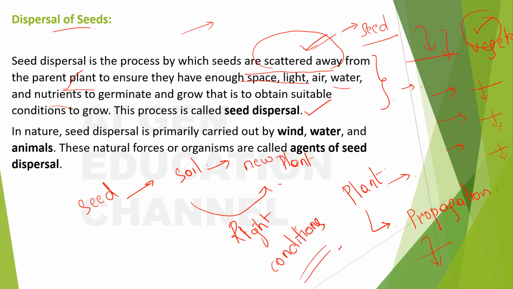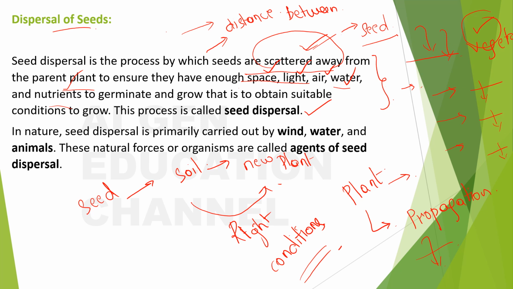And the other thing, what did I say? Distance. The distance between the seeds should be good enough so that the seed can get light, air, water and nutrients. This ensures they have enough space, light, air, water and nutrients to germinate.